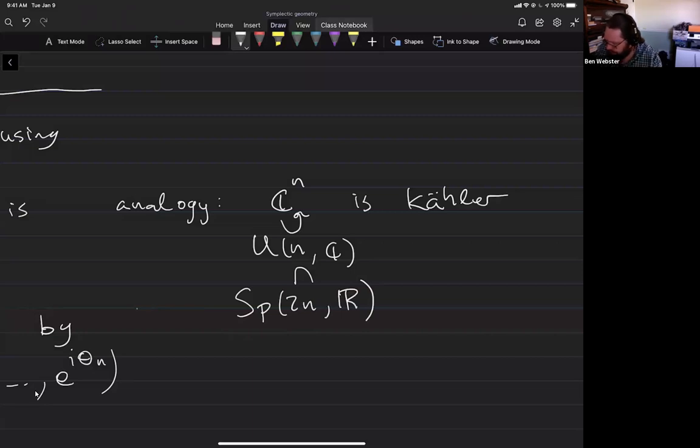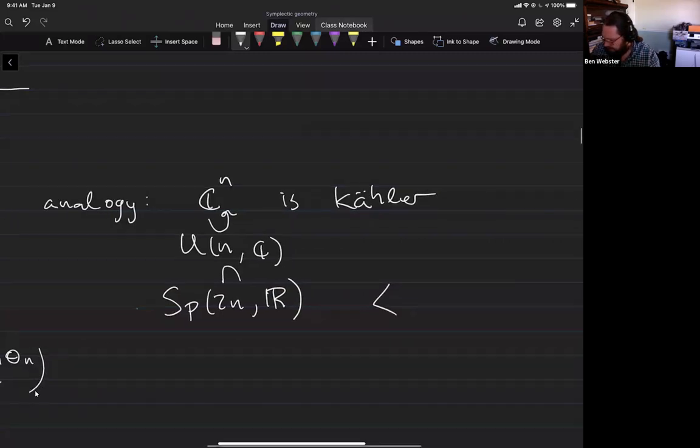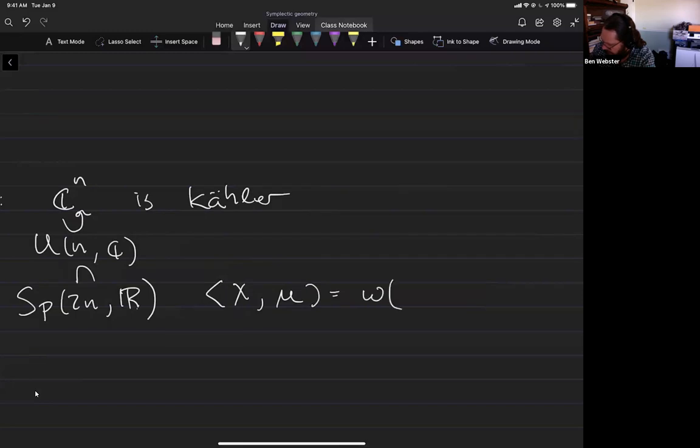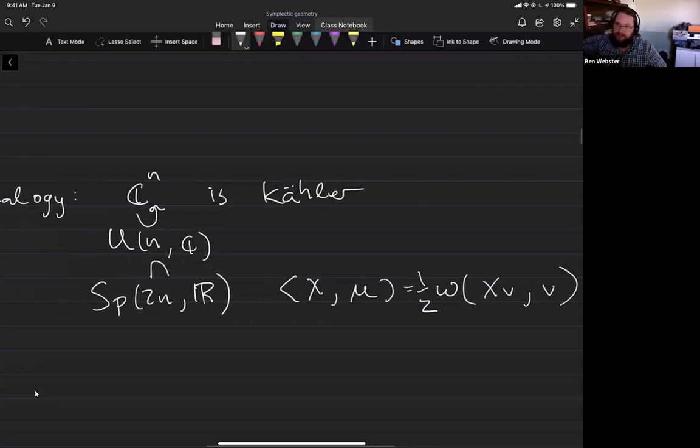All right. But we know a moment map for all of Sp2N R, which is exactly given by the pairing of an element of the Lie algebra with the moment map: it is given by applying the symplectic form to that element applied to v, and I think there's a 1/2 here. And since that's a moment map for all of Sp2N, it's a moment map on any subgroup. So in particular, it's a moment map on U(n).